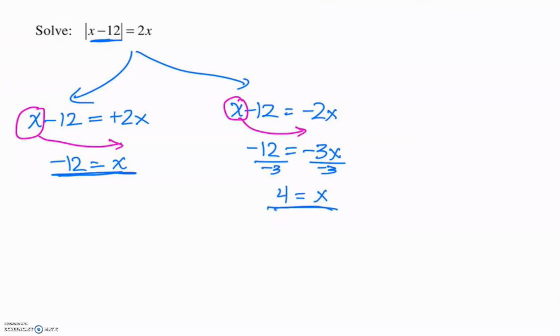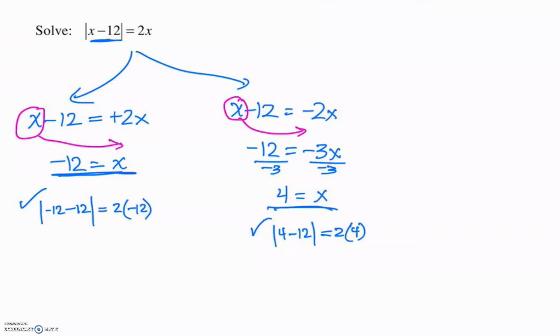Remember, we want to check those solutions to make sure that we haven't made an error or a mistake. So let's check these. I'll check them right underneath. I always want to put the solution back into the original equation. So this would be the absolute value of x, which is negative 12, minus 12, close your absolute value, equals 2 times negative 12. And I can set up the other one the same way. To do the check, the absolute value of 4 minus 12, because x is 4, equals 2 times 4.